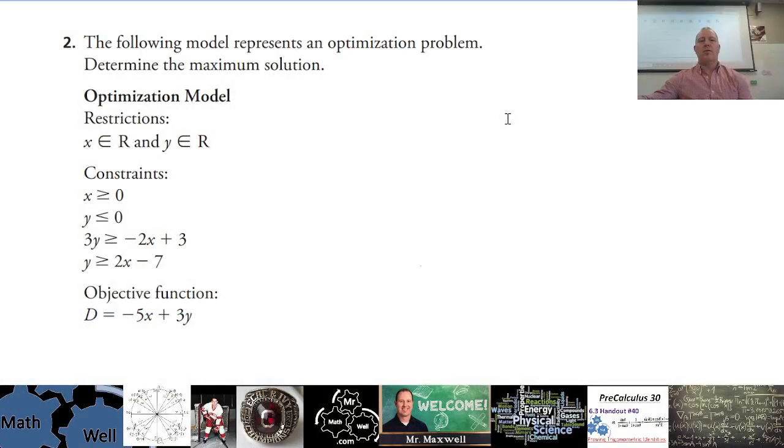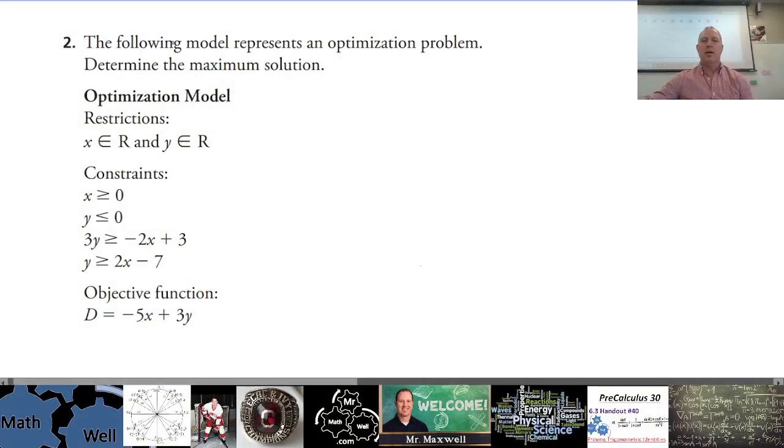Okay, so I'll go over this one really quickly, okay? These are the constraints. Still frozen? Oh, sorry. These are the constraints. So these are the inequalities that we have to graph. So let's do that real quick, as quick as we can.